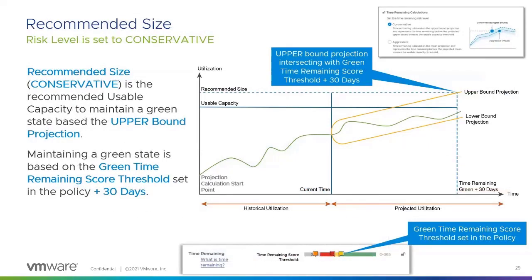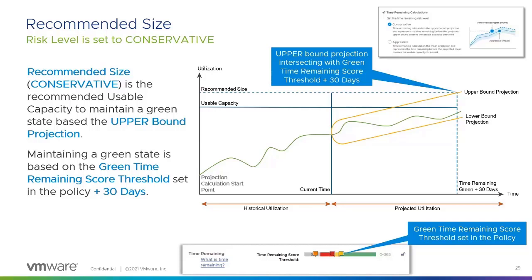So recommended size is the name of the metric that is powering the right sizing recommendations from vRealize Operations. The important part when looking at the recommended size, whether it's for a cluster or a virtual machine, is that the system takes the projection. This is conservative, so we're looking at the upper bound projection, and then it projects that out into the future. It uses that time remaining score threshold and adds 30 days to it. So for example, a virtual machine's threshold was set to 30 days by default. So I add another 30 days on there.